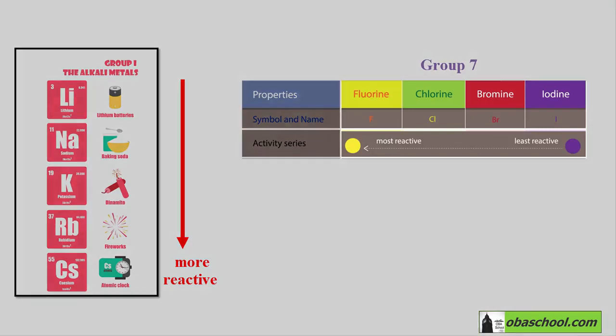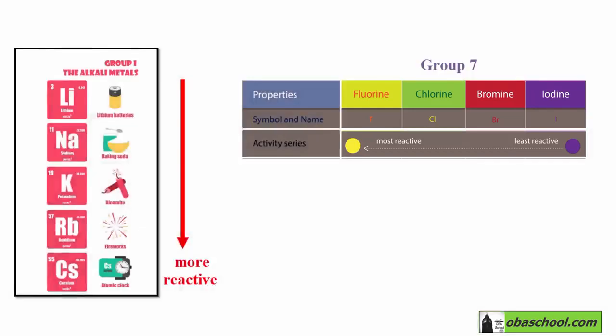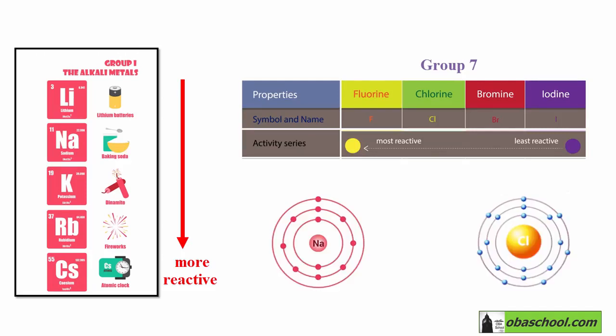So in group 7, we have fluorine, chlorine, bromine, and iodine. Iodine is less reactive than bromine. We will explain these trends by examining the electronic structures and how the atoms tend to lose or gain electrons in their reactions.